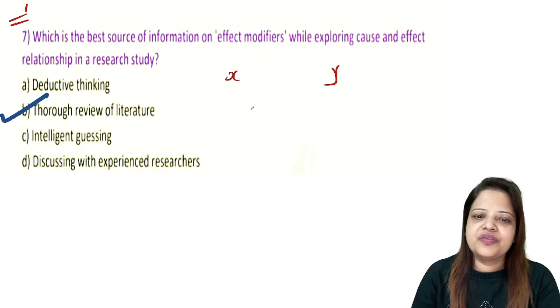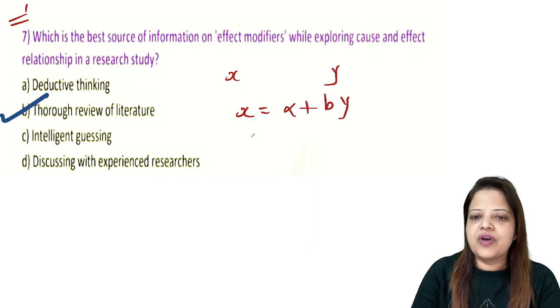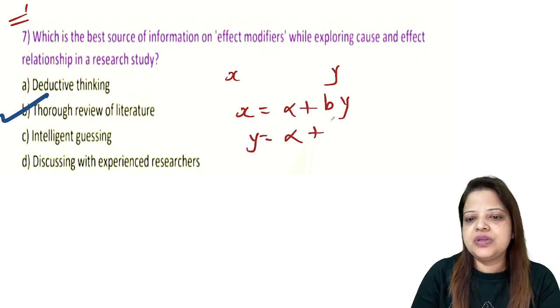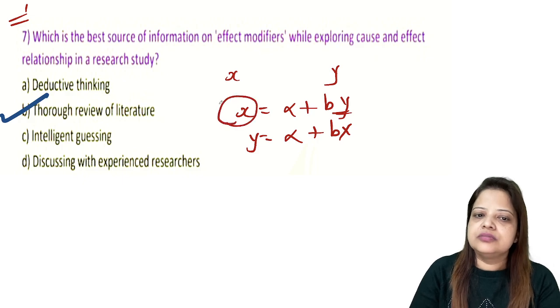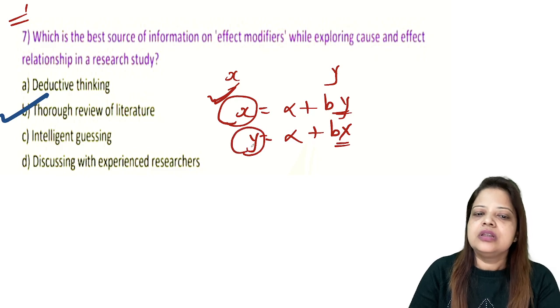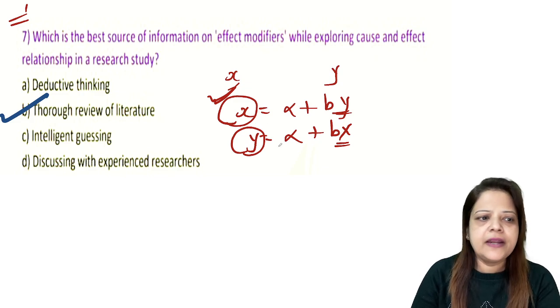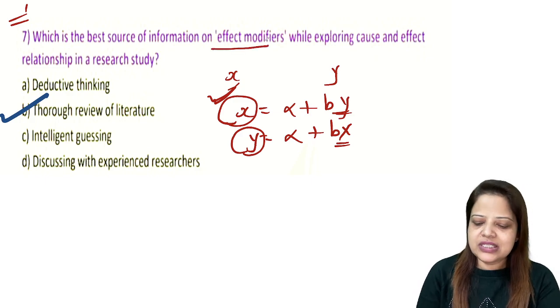So there are two lines of regression. First is x is equal to alpha plus beta y, and y is equal to alpha plus beta x. With the given value of y, you have to predict the probable value of x, and with the given value of x, you have to find out the value of y. So, with the help of the regression equation, we find out the cause and effect relationship between two variables, right? And effect modifiers. So let me tell you what is an effect modifier.